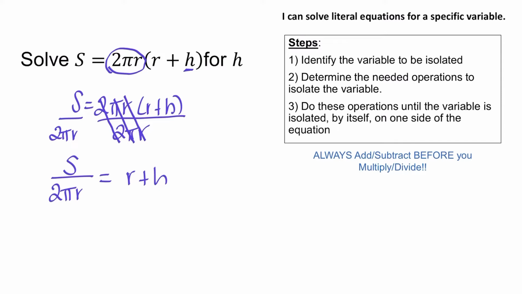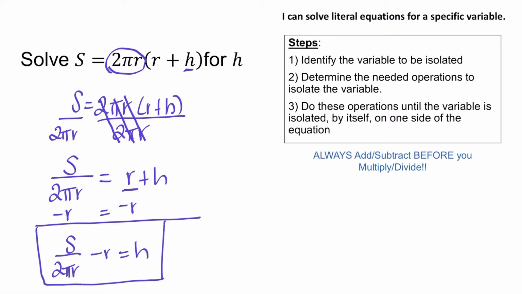Now to get h by itself, I need to just move this r. So since this is a positive r, I'm going to move it by subtracting r from both sides. So when I subtract r from both sides, I get s over 2 pi r minus r equals h, which now is my equation solved for h. H equals s over 2 pi r minus r.